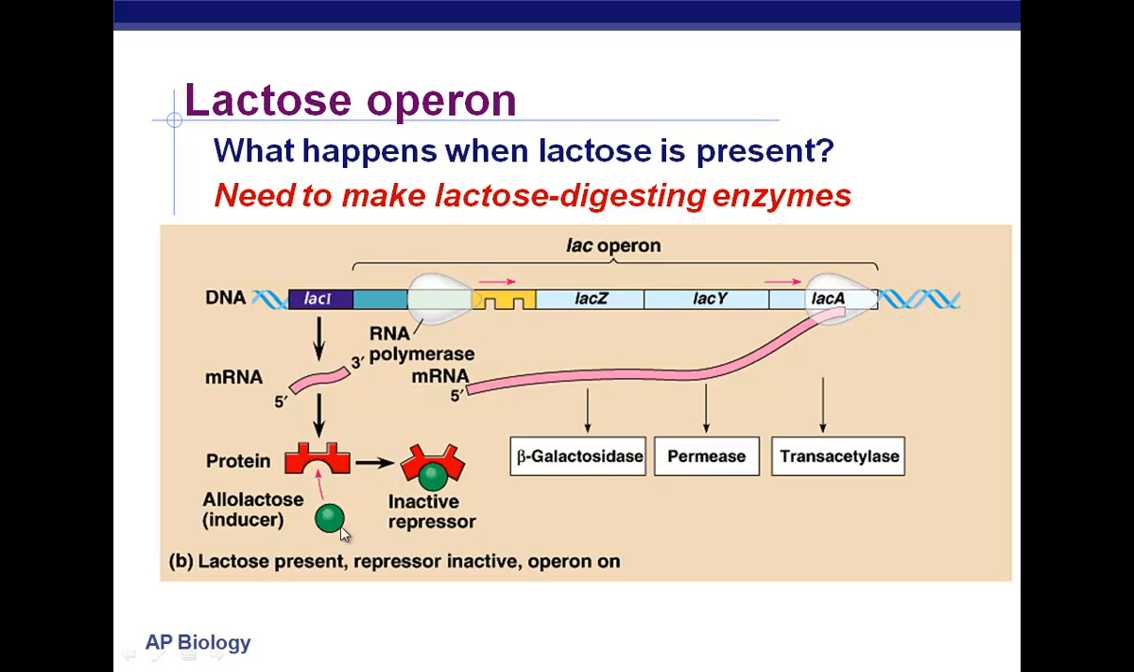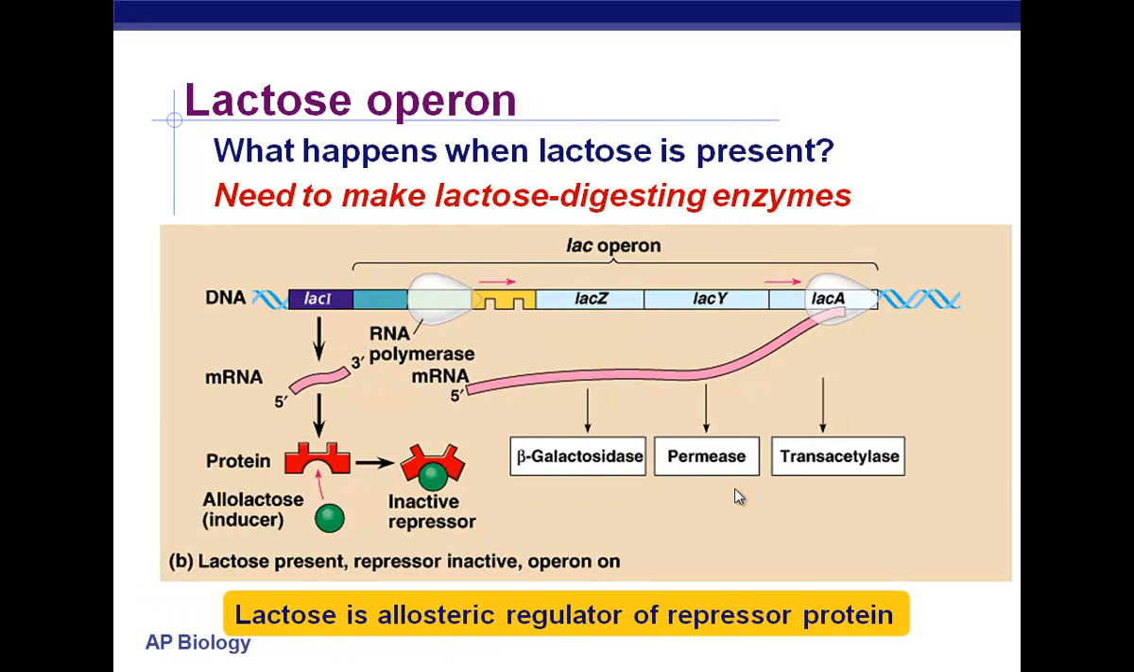When the lactose, in this green dot, is present, it causes the repressor protein to actually change shape. So now this new shape of the repressor protein cannot bind to the operator. Therefore, it cannot block RNA polymerase, and the transcription and translation of this lac operon will happen. Our enzymes will be made, and those enzymes will break lactose down into its monosaccharides. And so this shows us that lactose is an allosteric regulator of the proteins, changing its shape.